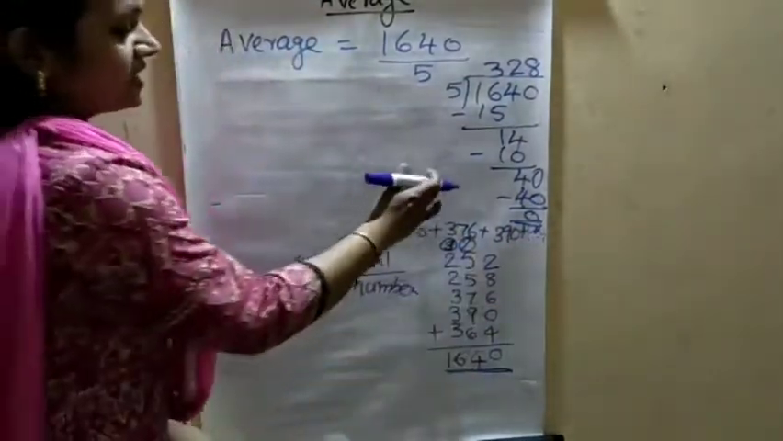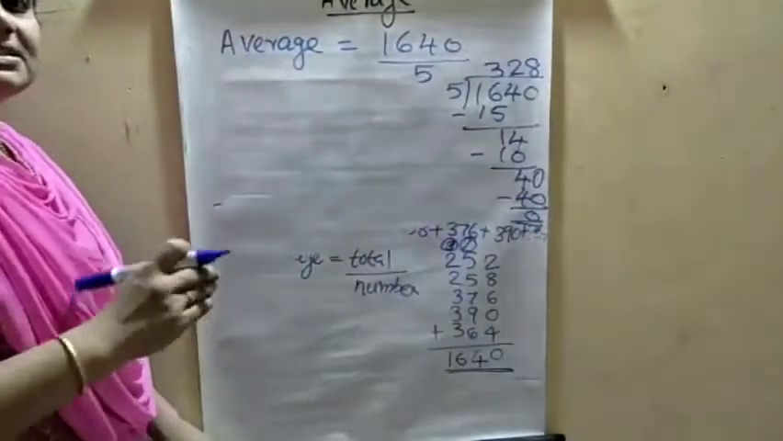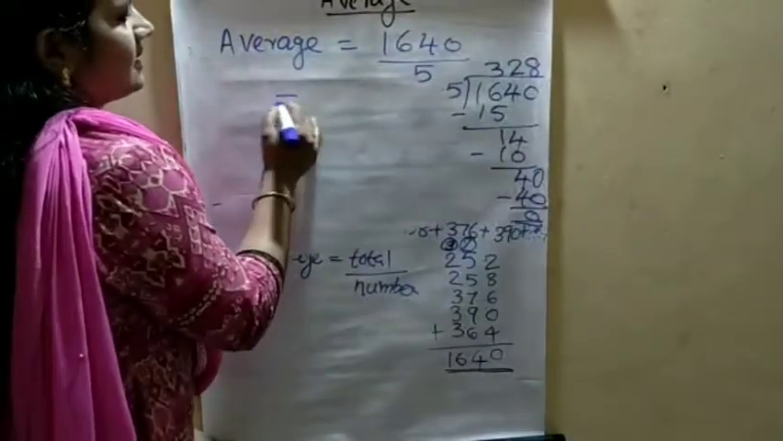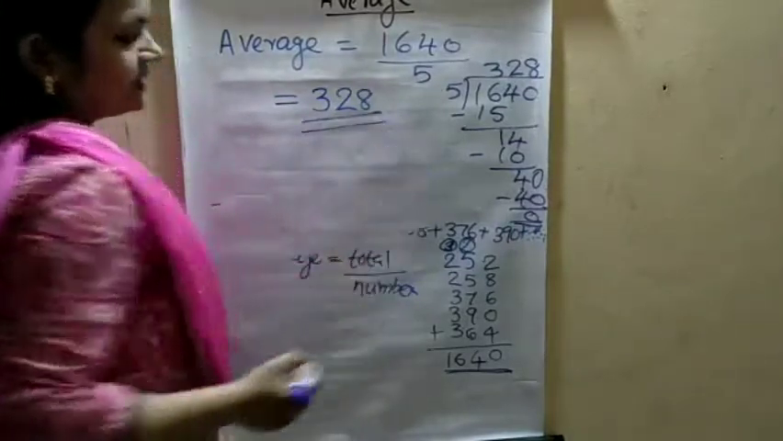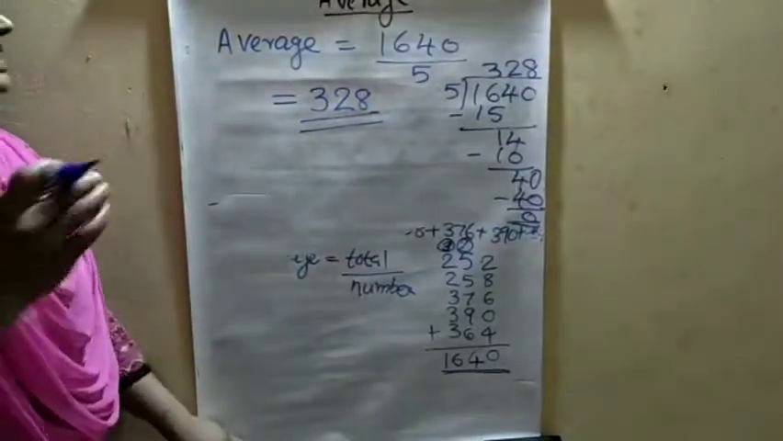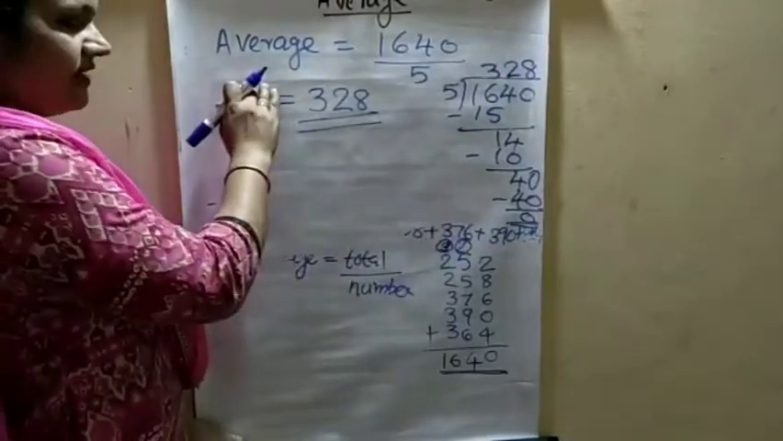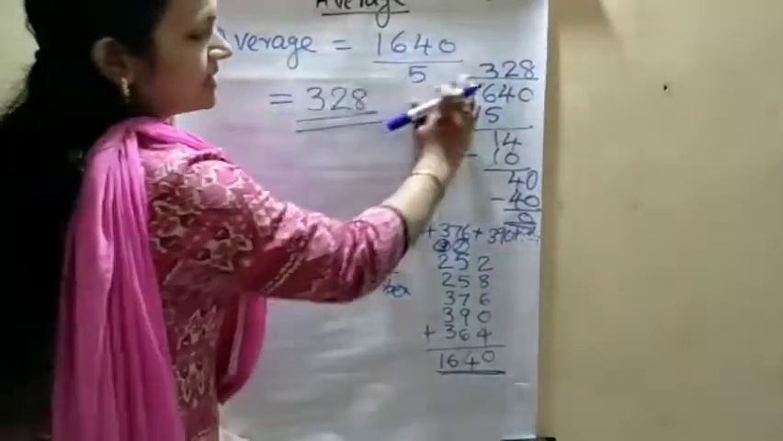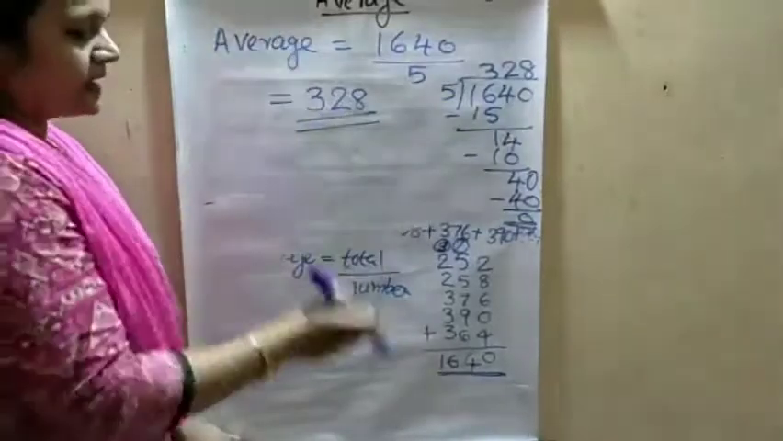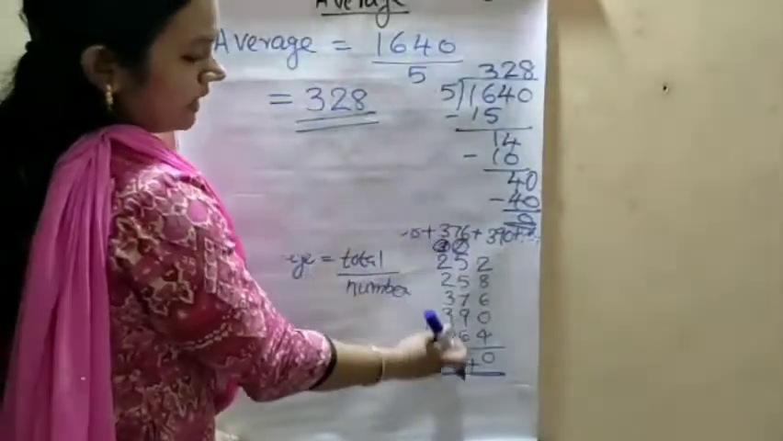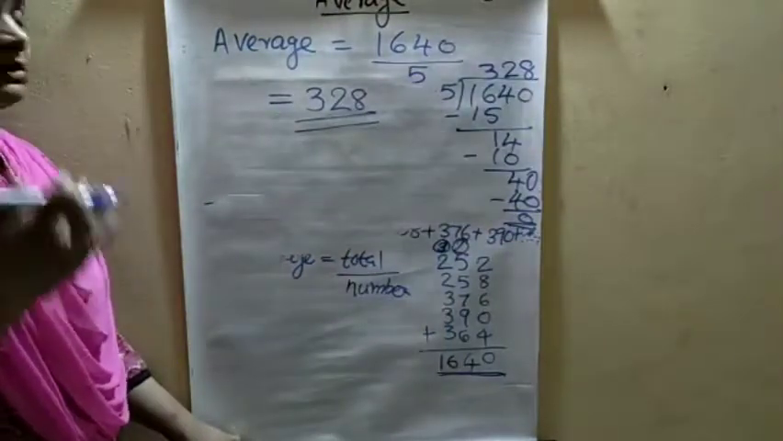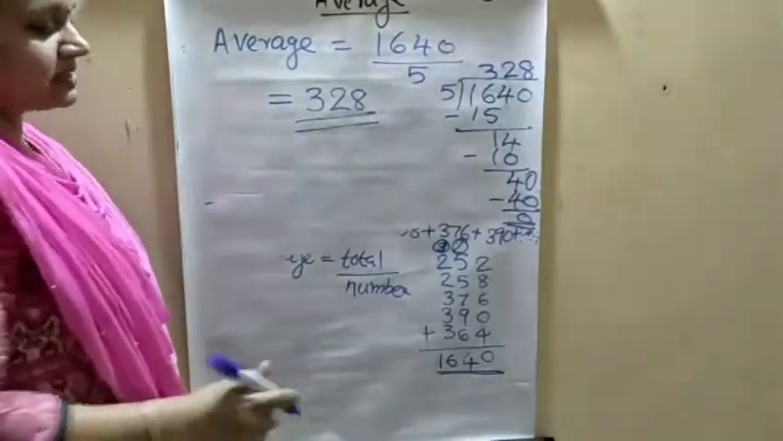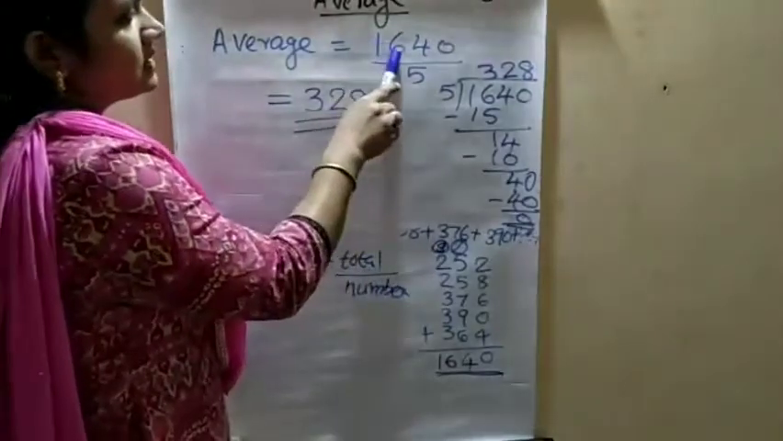Then what is the average of these 5 numbers? The average of these 5 numbers is 328. This way you can calculate the average. The group of numbers given are prices of school bags. First you write down the 5 numbers one by one, then add them. First we have to find out the sum of all prices. Then what is the sum?